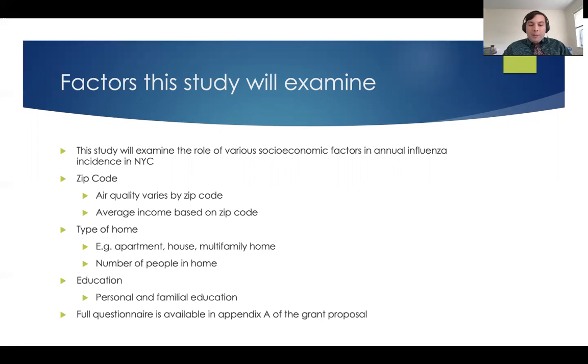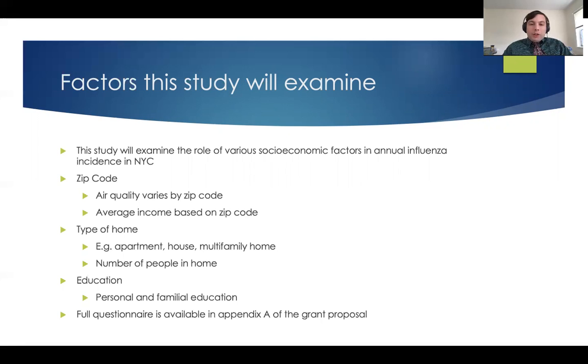In terms of the type of home, we're looking at two major factors: how many people are in the home and what kind of home they are in. So naturally, we think of apartments when it comes to New York City, but there are also houses and multifamily homes when you get out into the other boroughs, mostly Staten Island and parts of Brooklyn and Queens.